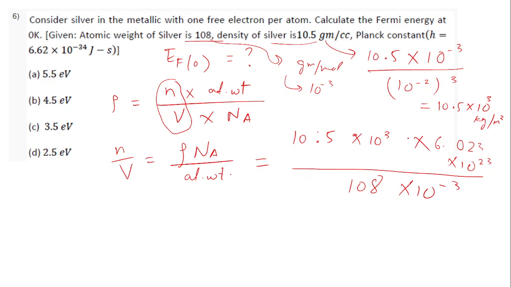Okay, these conversions we need to keep in mind, otherwise even if our formula is correct, the answers won't be right. So when I calculate all this, I'll get my number of, because every atom is contributing only 1 electron, so that's why this is sufficient. And my answer will be 5.85 times 10 to the power 28 per meter cube. This will be my electron density.